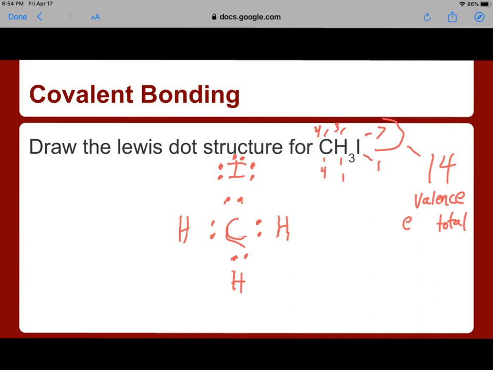And if I wanted to make my full structural formula, I would just need to, oops, wrong thing. I just need to erase my shared pairs and replace them with lines to represent bonds. And then these lone pairs on iodine, those are still there. They're just not involved in the bonding.